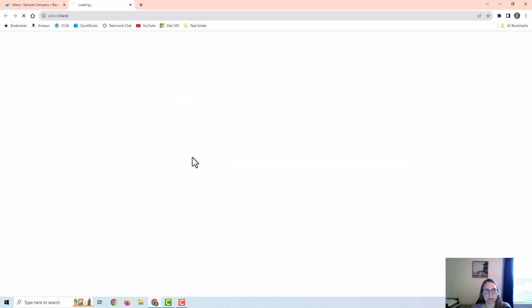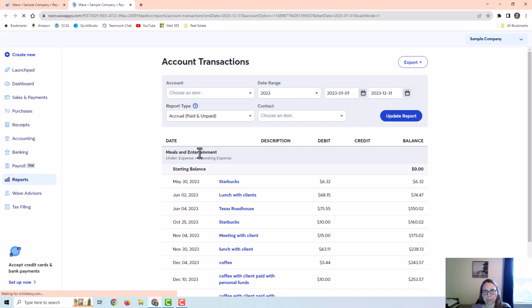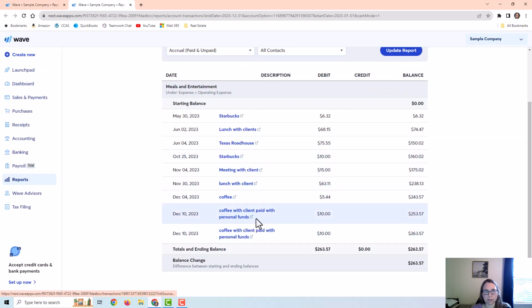And I'm just going to go ahead and click on Meals and Entertainment. And you can see both expenses that I added here. Obviously, in real life, I would want to remove one of these because it was just one expense instead of two. But that's all there is to it.